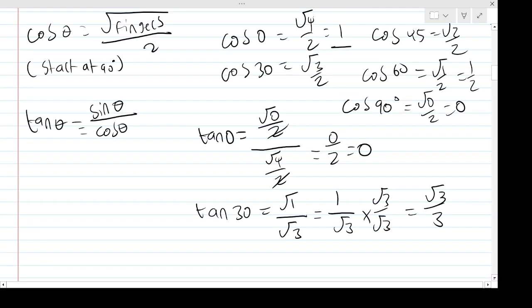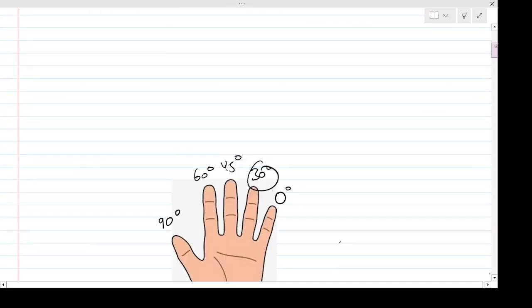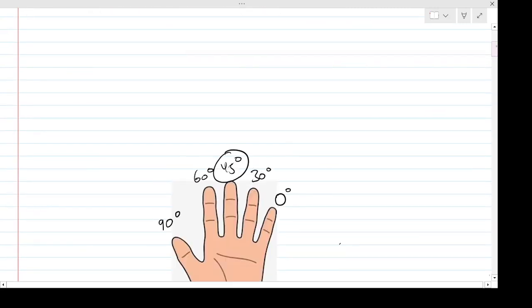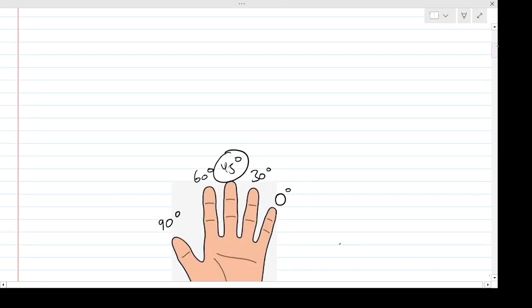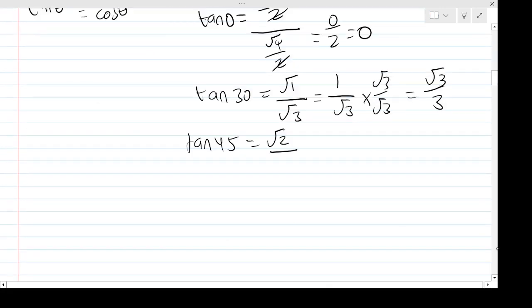Now, tan 45 then. So again, we need sine and cos of 45, and then divide them. So sine 45 firstly. Well, we start at 0 for sine, so it'd be 2 fingers to get to 45. So it'd be root 2. And then for cos, to get to 45, we need to start at 90 for cos, so the other way around. So we move 2 fingers as well, okay? So that'd be root 2 over root 2, which is just 1, okay? So there we are. So tan 45 is 1.